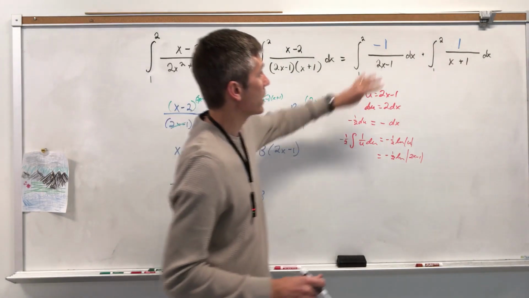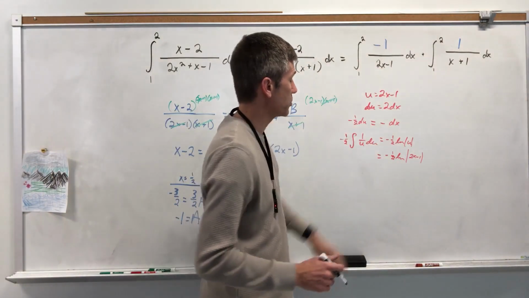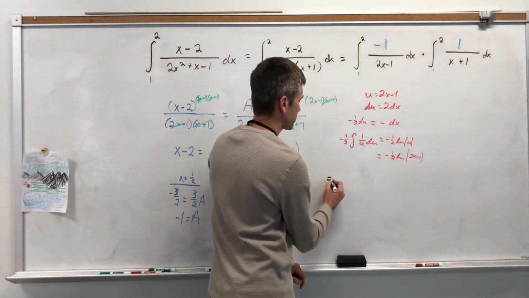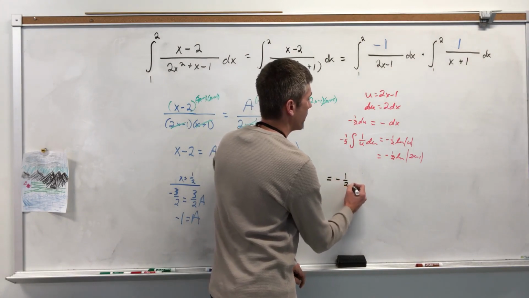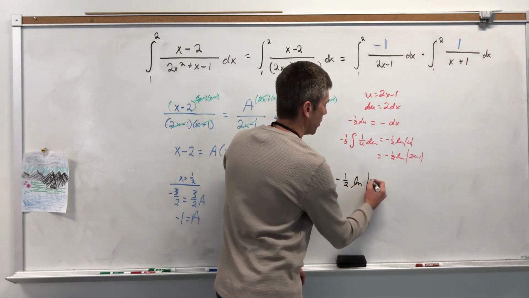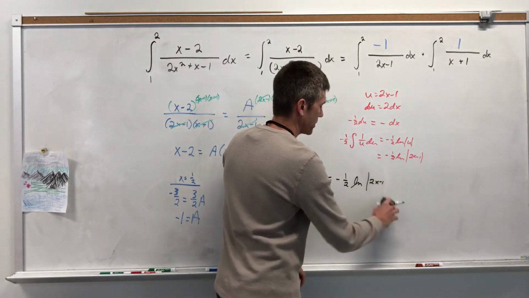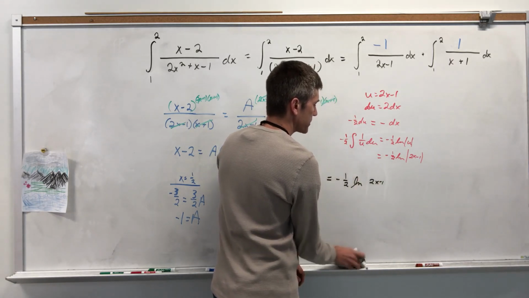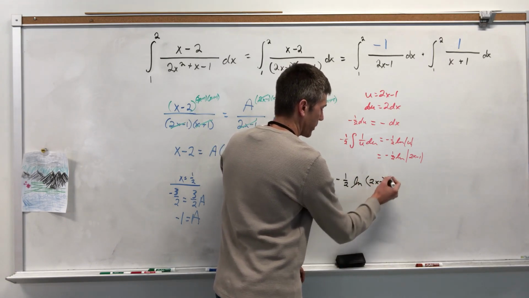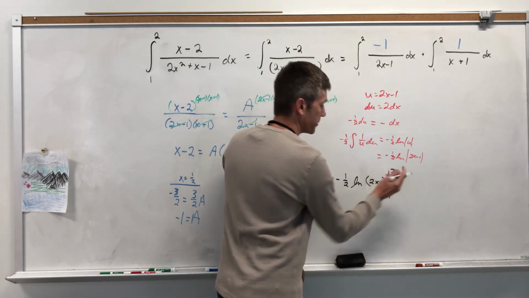Here's what just happened. We integrated this using u substitution, and we got negative 1/2 natural log of 2x minus 1, and let's make it parentheses. It's just going to look a little nicer if we do, because like I said, it'll never be negative. And that goes from 1 to 2.